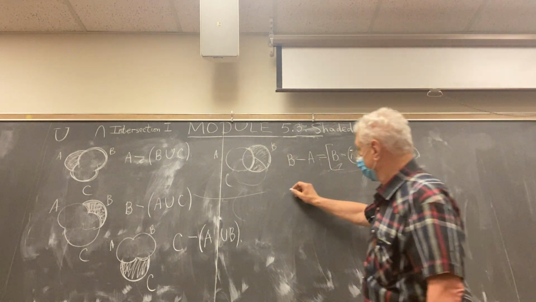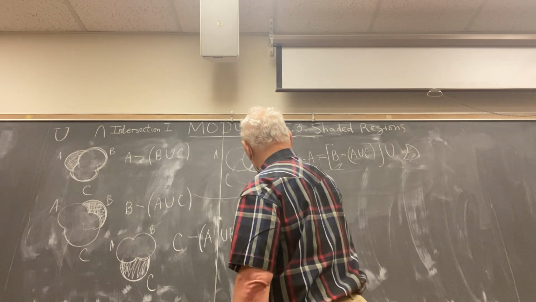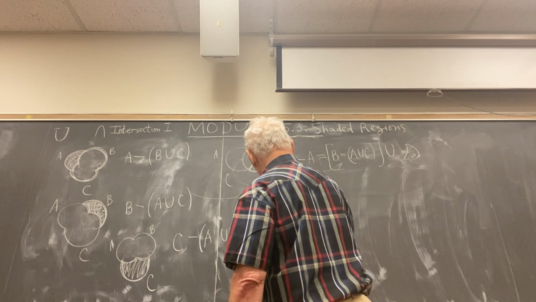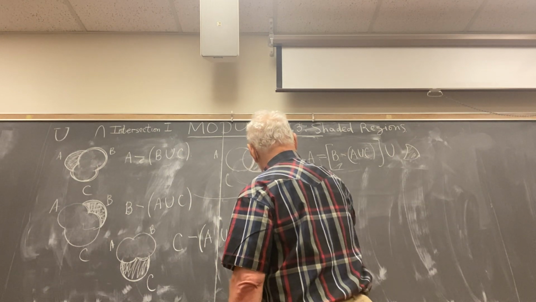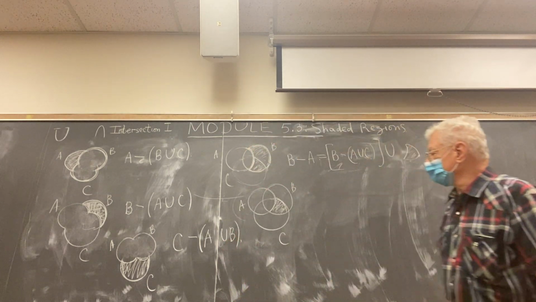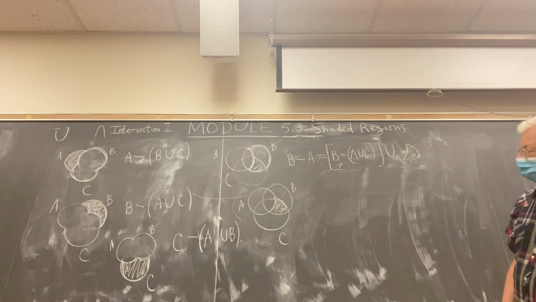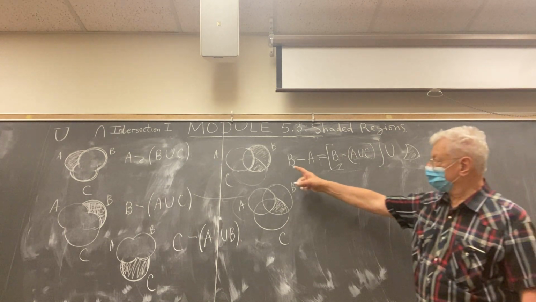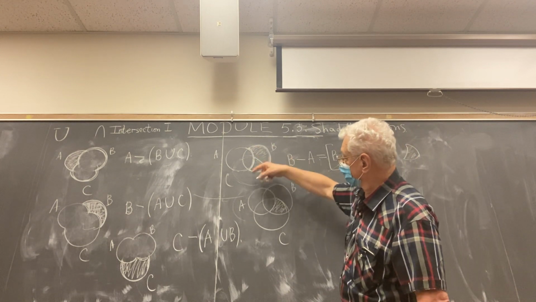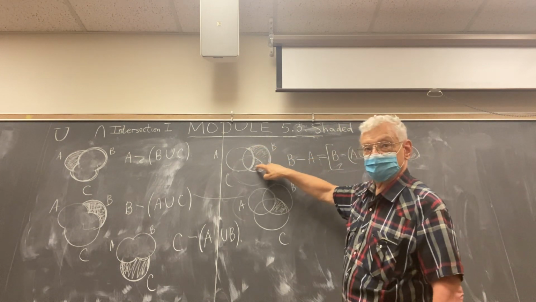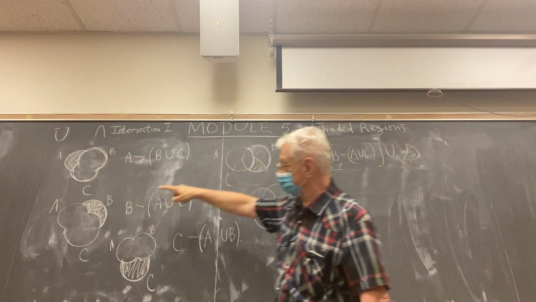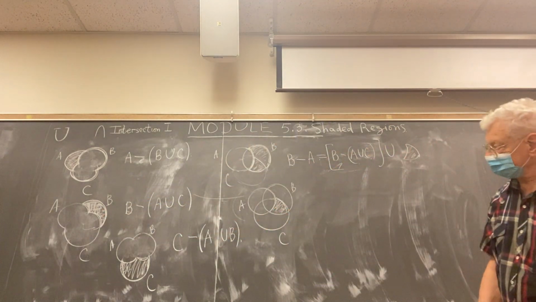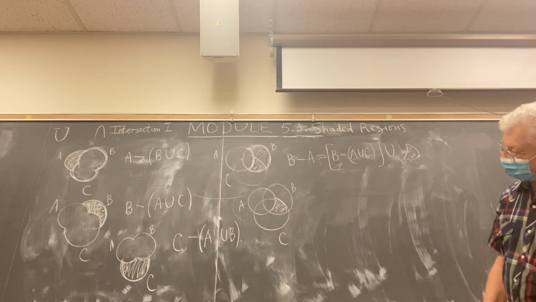This part, let me just draw the picture again. And now we describe this part. A, B, C. Okay, how do we get this one? B minus A is that part, which equals that part plus this part. And we know that part already, this is that one, right? So we want to find that part.